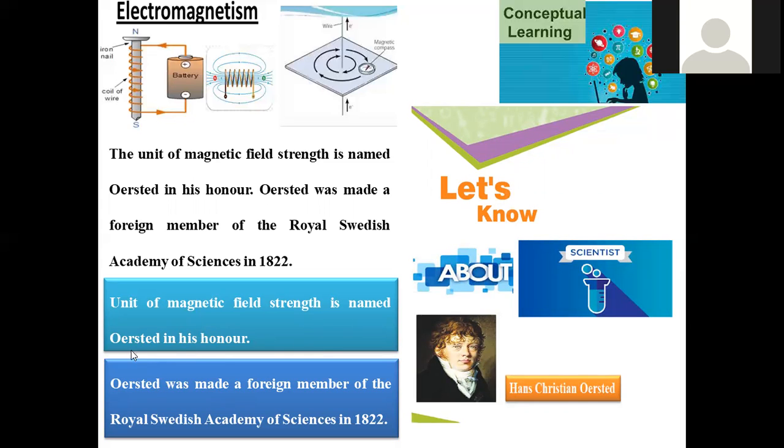The unit of magnetic field strength is named after Oersted in his honor. Oersted was made a foreign member of the Royal Swedish Academy of Sciences in 1822. So these two are the honors given for his efforts to extend science towards inventions.